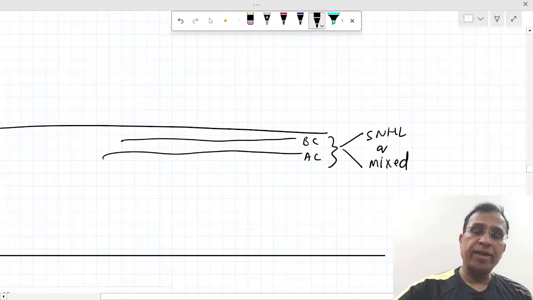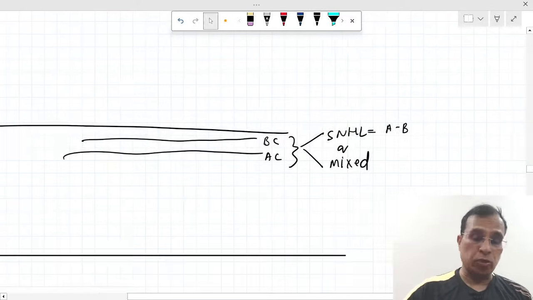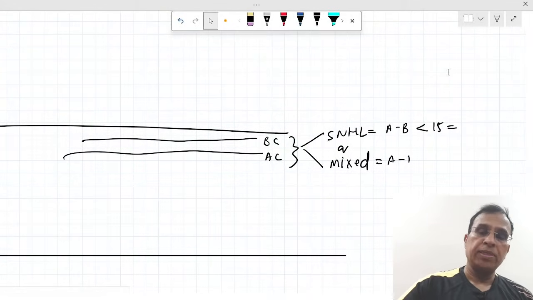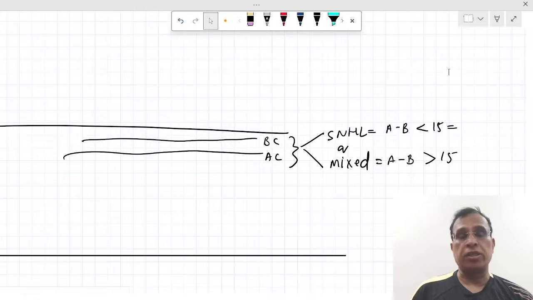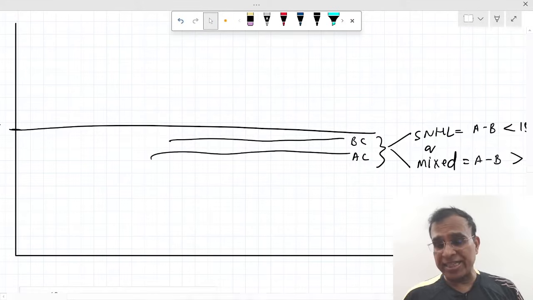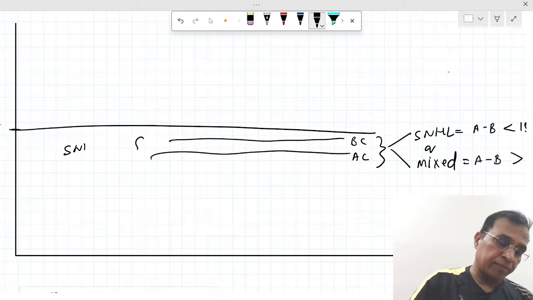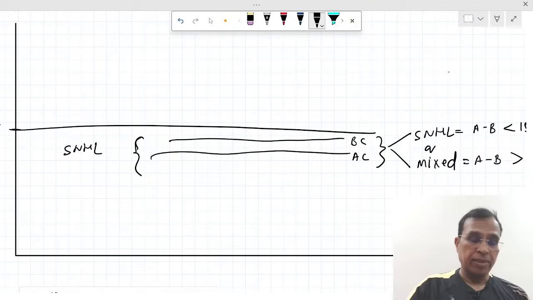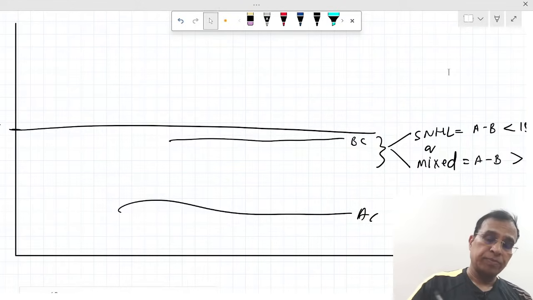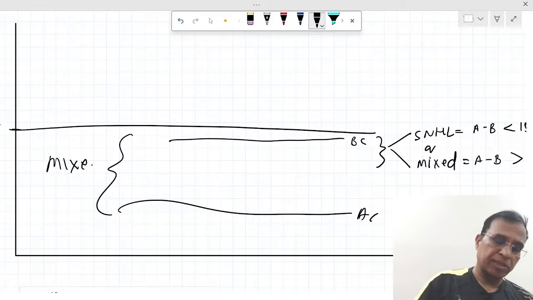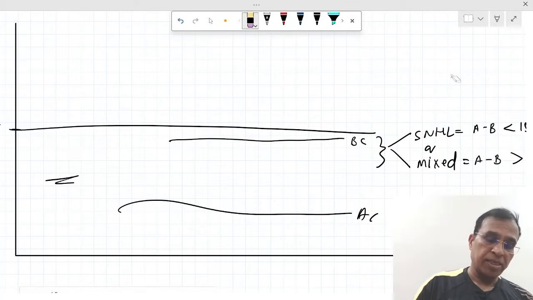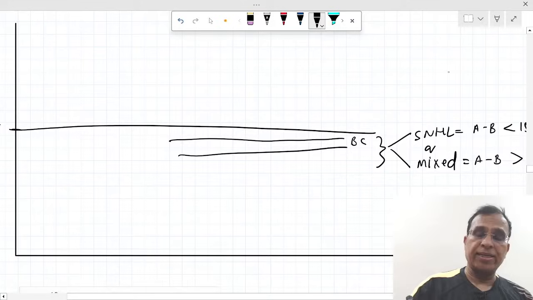So then you look at the AB gap, the distance between the two. If the AB gap is less than 15, then it is SNHL. If the AB gap is more than 15, then it is mixed loss. That means if they are very close to each other like this one, then the gap is less, it is SNHL. This is your SNHL, because the gap is less. But if one is here, AC, now the gap is more, then it is mixed loss. So if both are below 25, lot of gap, it is mixed. If the gap is not there, it is SNHL.